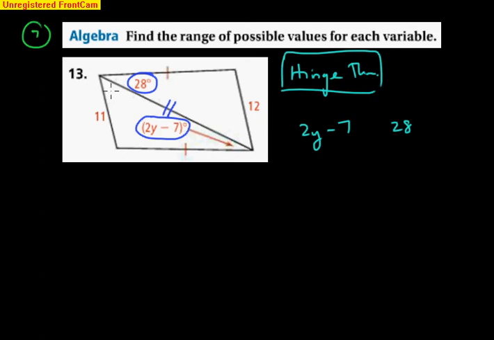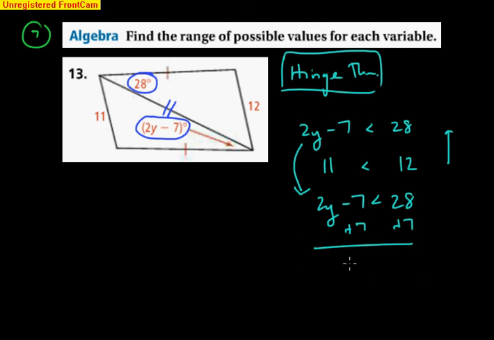Well, we have to look at the sides opposite of them. Now, there are no letters, so we just use the numbers. The side opposite of 2y minus 7 is 11. The side opposite of 28 is 12. Okay, fill in the inequality. What do we say? 11 is less than 12. So work your way up. If 11 is less than 12, then the angle opposite 11 has to be smaller than the angle opposite of 12. And there we go. 2y minus 7 is less than 28.